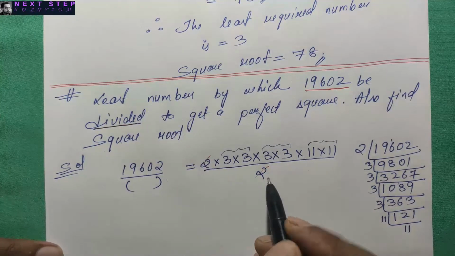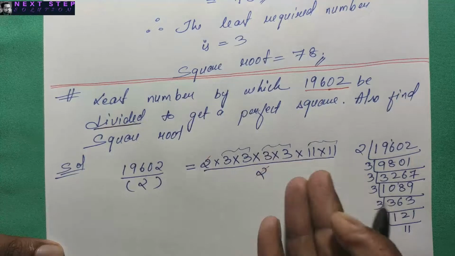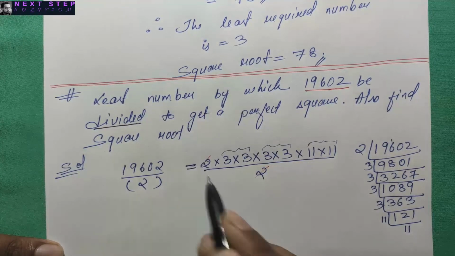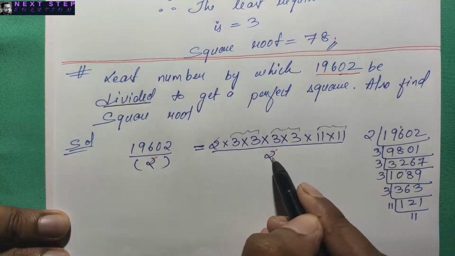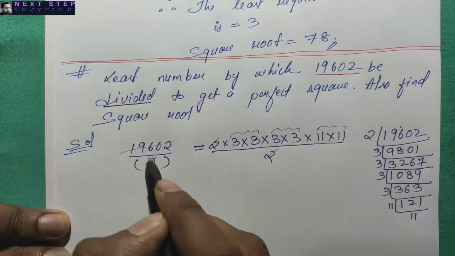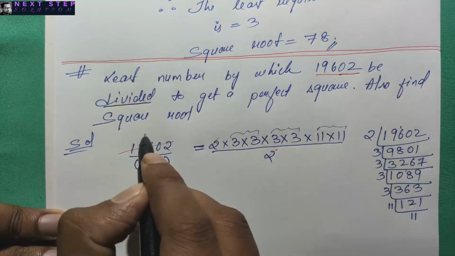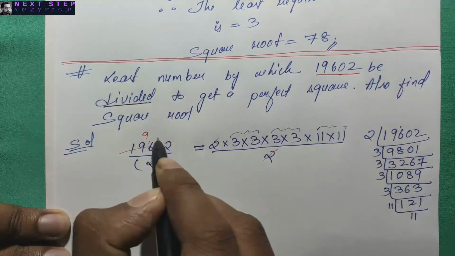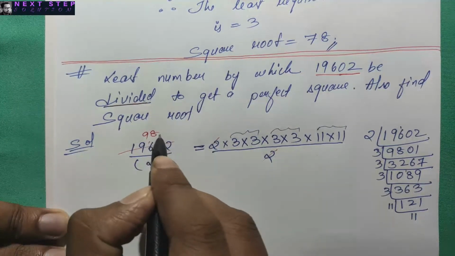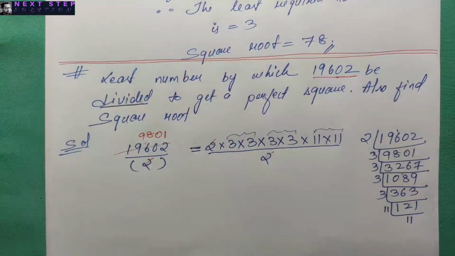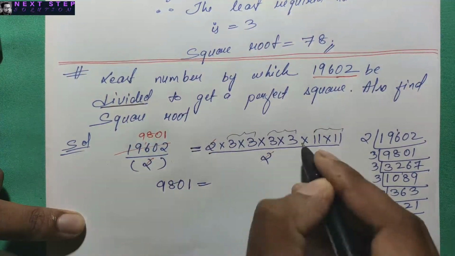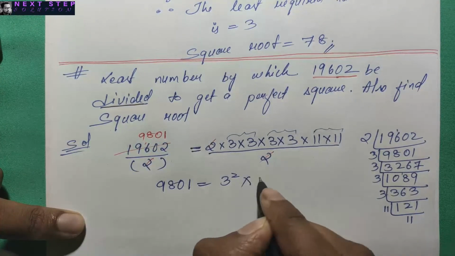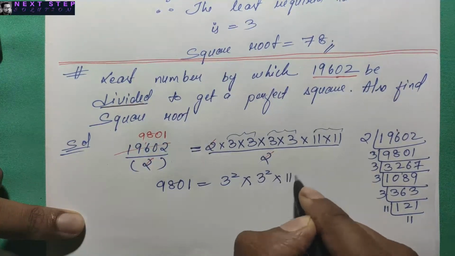So to make a perfect square, we have to divide by 2. If we are dividing 2 this side, we also have to divide 2 this side, because we are saying it is equal to, meaning both sides are the same. Now cancel this to find out the number. We already got the answer. The least number is 2. Now if we cancel, 2 9s are 18, 1 comes here, 2 8s are 16, 0, 2 1s are 2. So we have 9801 equals to, this side we have 3 square, another 3 square, and 11 square.